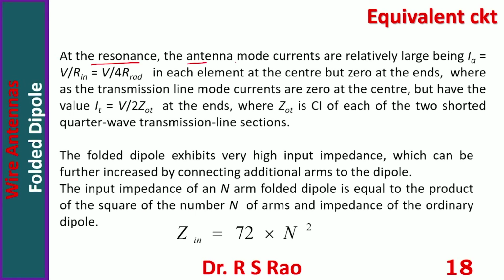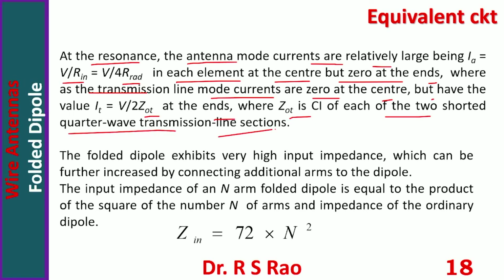At the resonance, the antenna mode currents are relatively large, being equal to V by Rin, equal to V by 4 R radiation resistance in each element at the center, but 0 at the ends. Whereas the transmission line mode currents are 0 at the center, but have the value IT equal to V by 2 Z naught T at the ends, where Z naught T is characteristic impedance of each of the two shorted quarter wave transmission line sections.